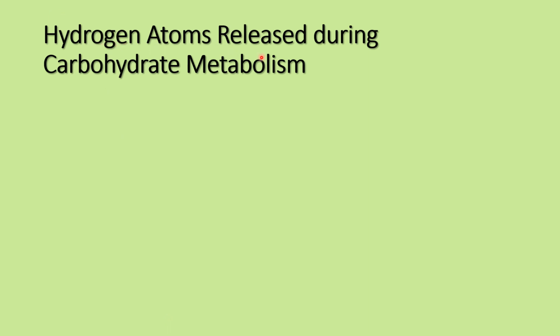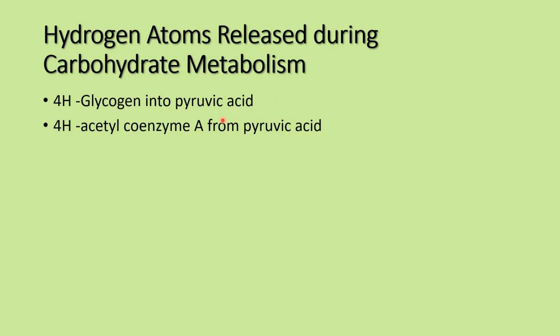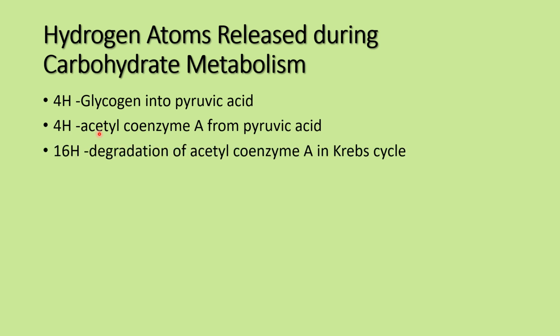Hydrogen atoms are released during carbohydrate metabolism. 4 hydrogen ions are released when glycogen is converted to pyruvic acid. Another 4 hydrogen ions are released when pyruvic acid is converted to acetyl coenzyme A. Then 16 hydrogen atoms are released during the Krebs cycle, during the degradation of acetyl coenzyme A. So a total of 24 hydrogen atoms are released. They are present inside the mitochondria in pockets.